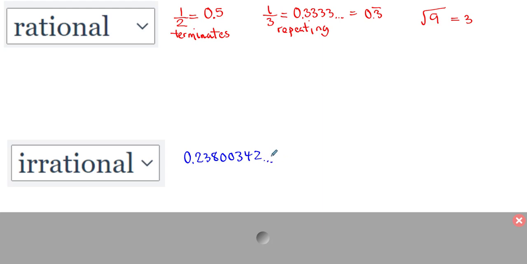All right? But here's the deal. Again, rational means it terminates. This obviously doesn't terminate, and it's rational if it's repeating. But notice this doesn't terminate and it doesn't repeat. So that's a really good example of irrational.